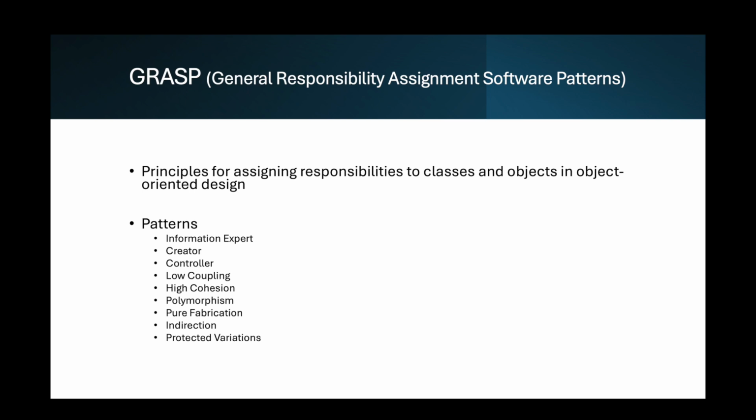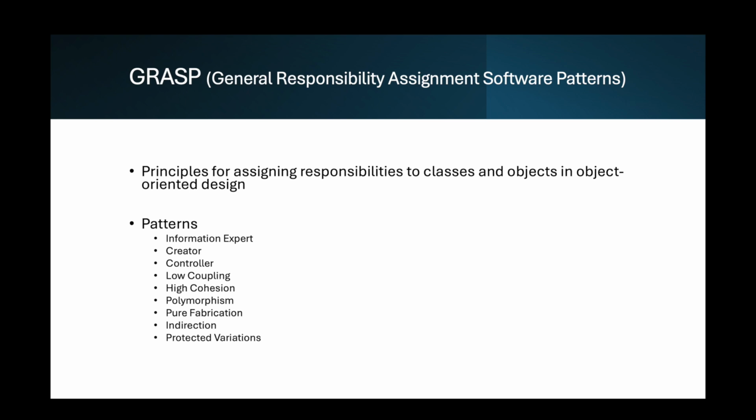Low coupling pattern aims to reduce the dependencies between classes to make the system more modular and easier to maintain. We have the high cohesion pattern, which keeps the related behaviors and data together in a class to make the system more understandable and maintainable. We also have polymorphism pattern, where you assign responsibilities based on dynamic or runtime types.